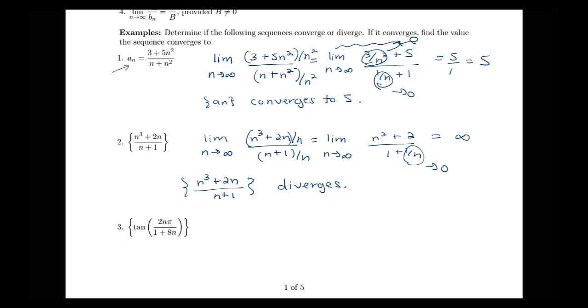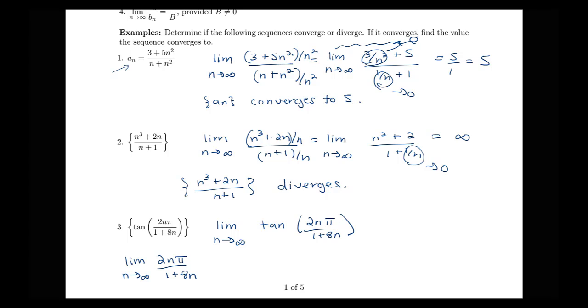Okay, so what about for this last example? Here I'm interested in determining whether the sequence whose nth term is tangent of 2n pi all over 1 plus 8n converges or diverges. Again, we need to look at the limit of the nth term as n goes to infinity, so I need to compute the limit as n goes to infinity of tangent of 2n pi all over 1 plus 8n. Okay, so here notice that what I really want to look at is what's happening on the inside of that tangent function. What's the limit as n goes to infinity of 2n pi all over 1 plus 8n? So let's look at that separately here. The limit as n goes to infinity of 2n pi over 1 plus 8n.